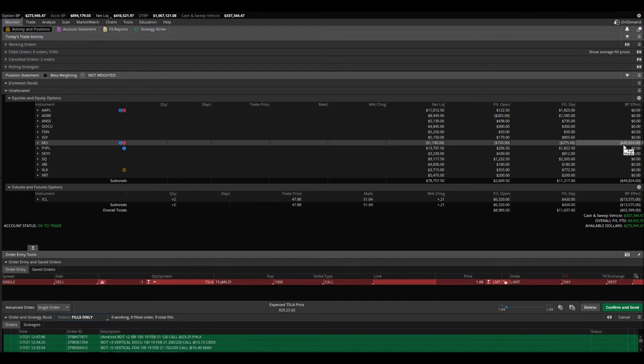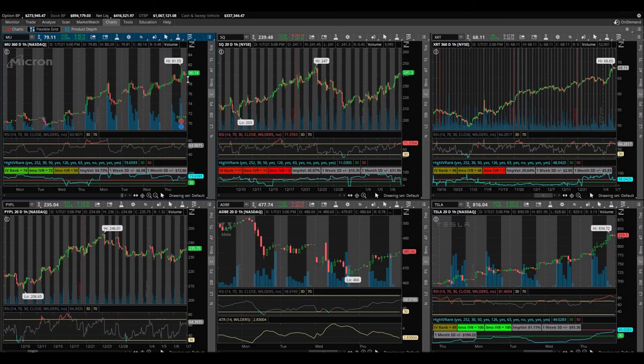And again, my goodness, MU, we've been down on it all week long. Since the moment that we got in, I've been down on it. I've been down as much as $1,500, $1,600. A little scary there, but has calmed down. And I'm hoping that they expire worthless tomorrow. I'll keep you guys updated.